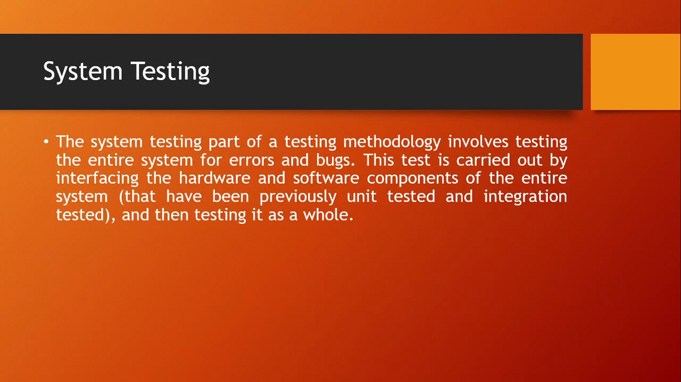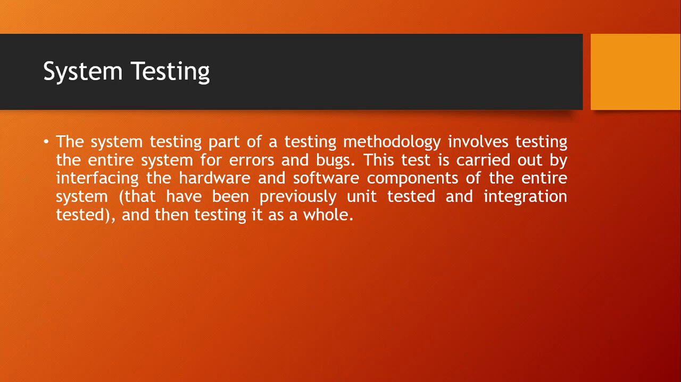Okay. And then we have system testing. The system testing part of a testing methodology involves testing the whole entire system. System testing is just you testing the whole entire system to see if you find errors or any bugs. This test is carried out by interfacing the hardware and software components of the entire system that have been previously unit tested and integration tested. So this is just testing the whole entire system.